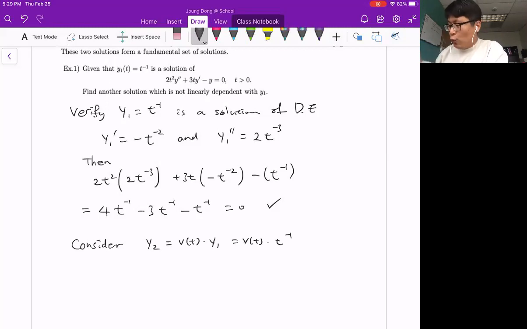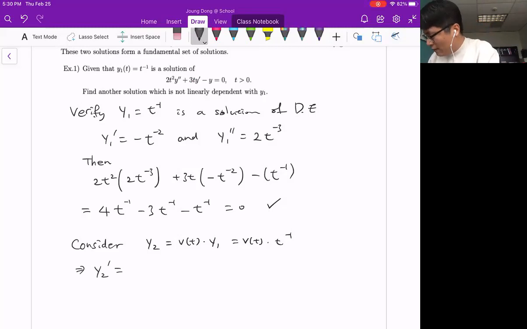To do so, we're going to do the same process as the verification, okay? We're going to find y2 prime and y2 double prime and plug them back into the differential equation, okay? So let's do it. Then y2 prime is v times t to the minus 1, which requires the product rule, okay? Don't forget this one. You have to do the product rule. I'm talking about a calculus 1 step, okay?